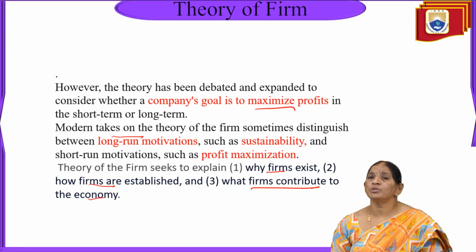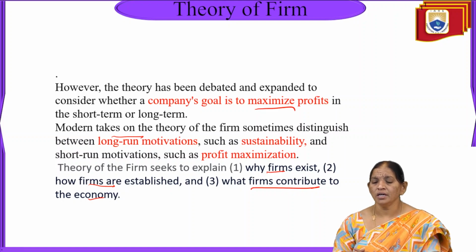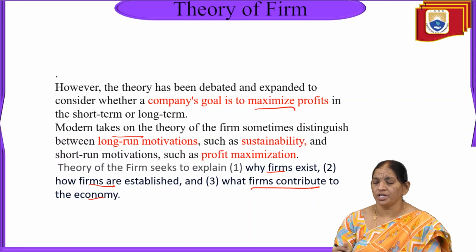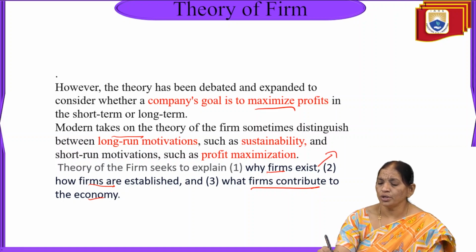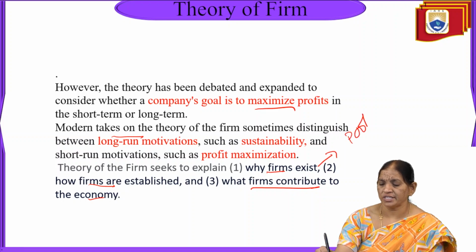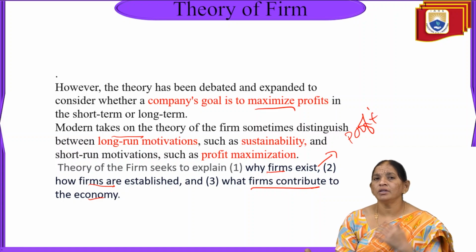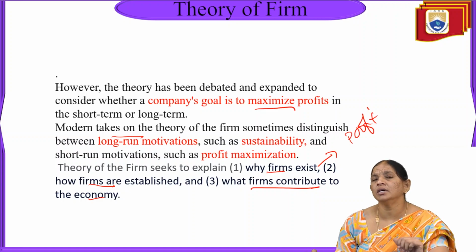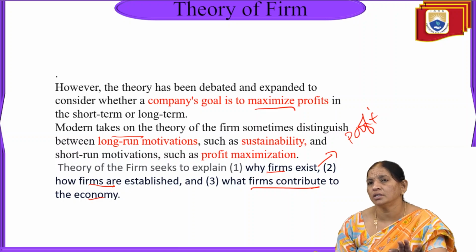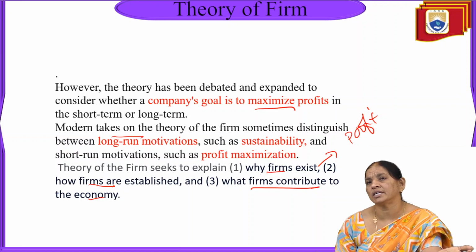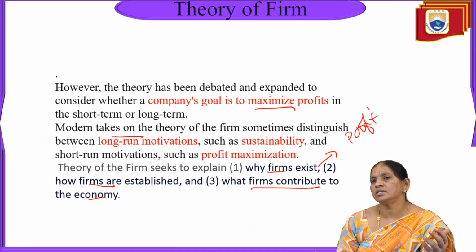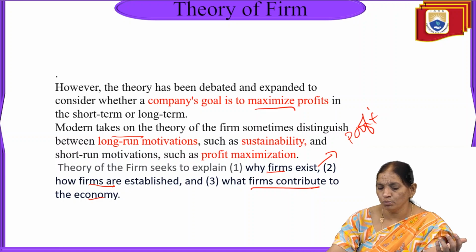By examining the short-term and long-term goals of a company's theory, we can say why a firm exists. It is in order to get some profits. When an organization is started, the fundamental aim is to earn profit. Next we go for secondary motives, like a service motive or any other motives.